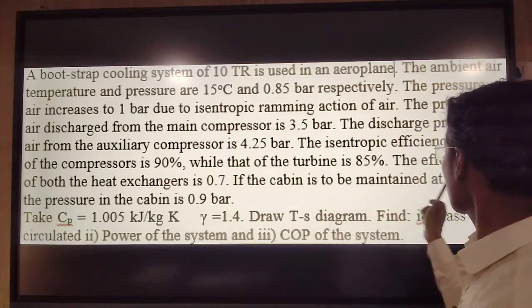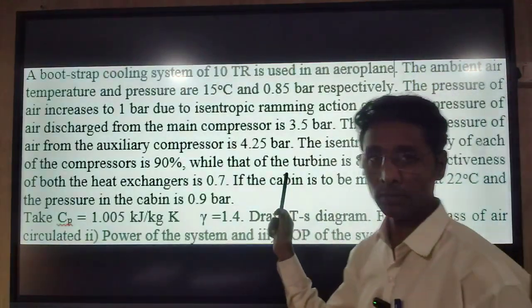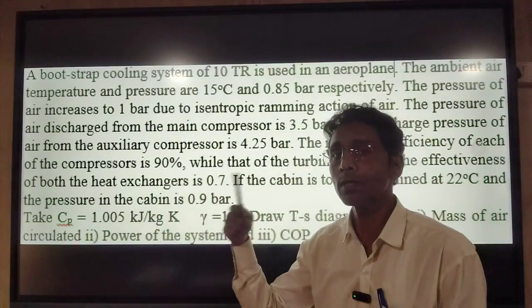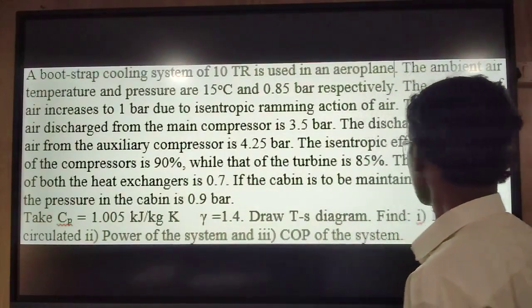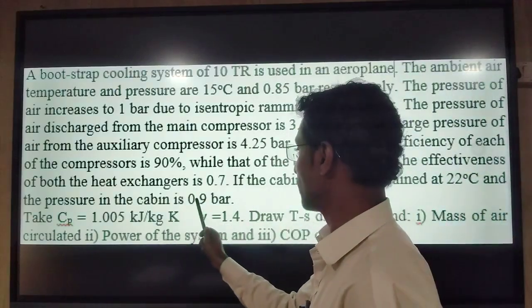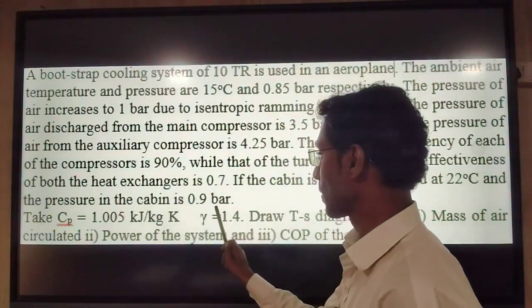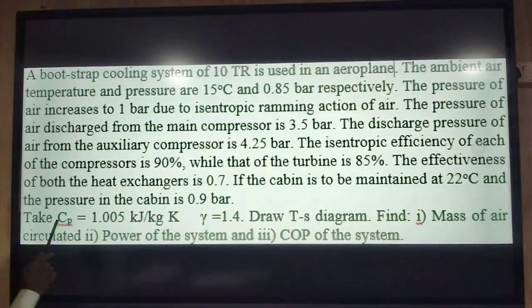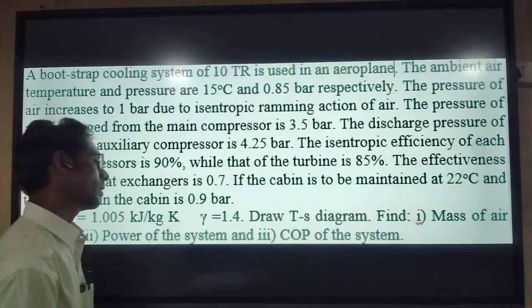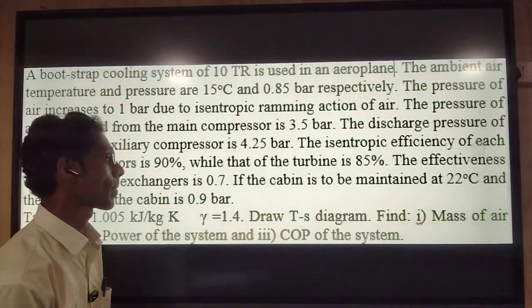The cabin is to be maintained at 22 degrees Celsius. This is the cabin condition. The last point in the TS diagram is point number 8, and the pressure in the cabin is 0.9 bar. Here we are also given constant values: the specific heat of air is 1.005 kilojoule per kg Kelvin, and the adiabatic index is 1.4.